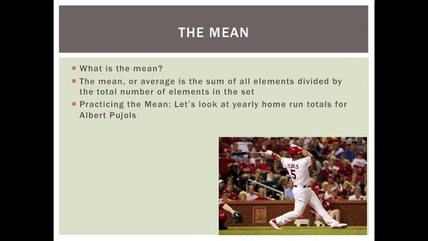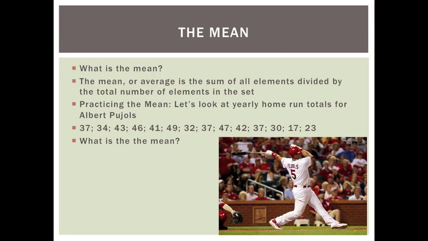We're going to start off by looking at the yearly home run totals for Albert Pujols, who came into the league in 2001 with the Cardinals and is now, of course, with the Angels. Those are his yearly home run totals from that 2001 season through last year. So to find the mean, or the average, you would just need to add up all of those home run totals and then divide them by the total number of seasons. So we have 515 home runs divided by 14 seasons, which equals 36.8. So he's averaged over his career just under 37 home runs a year.